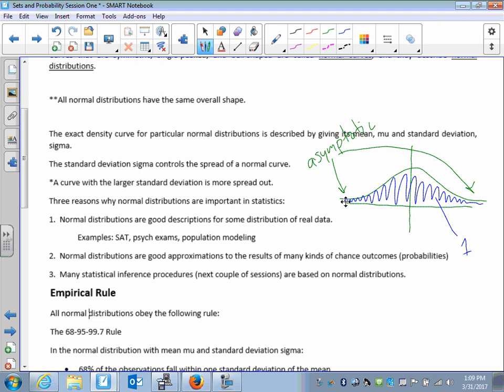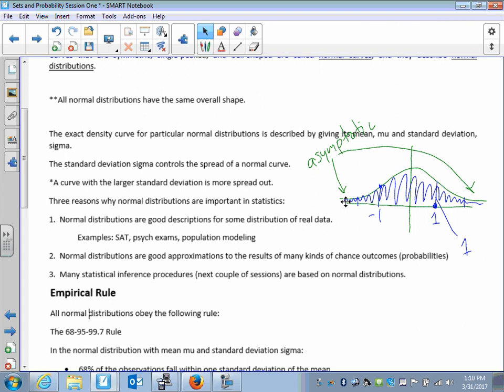Now, it also turns out that the units on the x-axis are in standard deviations, okay? See, for example, 1 unit to the right of the y-axis is 1 standard deviation to the right. 1 unit to the left is 1 standard deviation to the left. And so, ordinarily, the units for the standard normal curve are standard deviations.